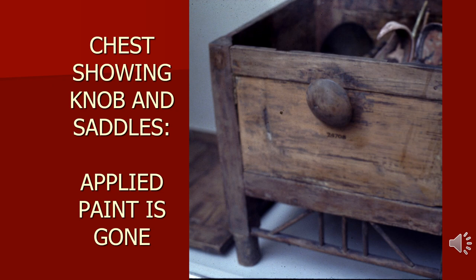So you see an example of a chest here with the applied paint worn off. But what would have happened was they would take what's called gesso, which is gypsum or chalk mixed with glue to create kind of a plaster. And this created a very smooth finish with a brilliant white background to apply paint and gold leaf, like you'll see on the next slide.